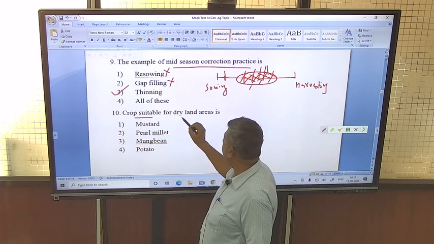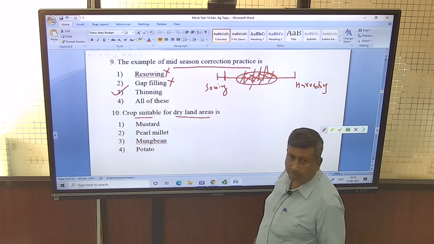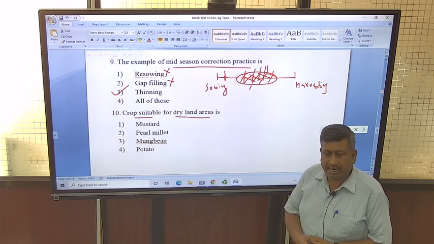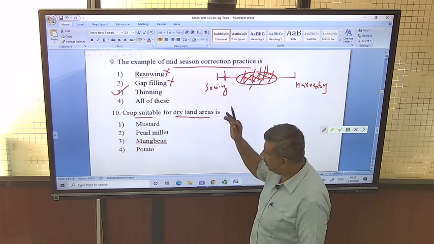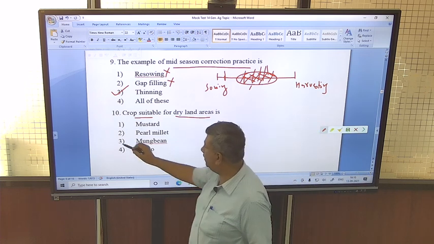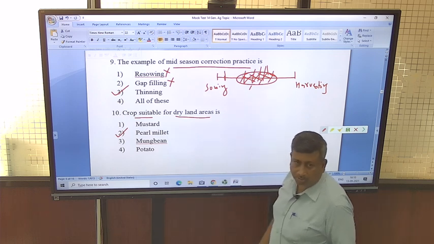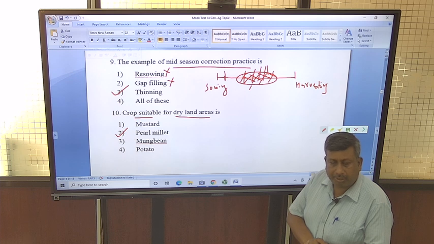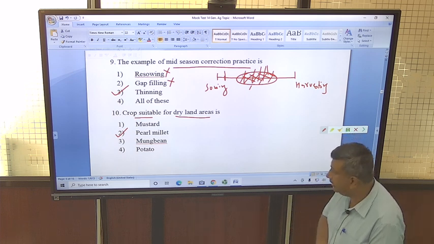These are done in rainfed areas to minimize the transpiration loss. Then, the crop suitable for dry land area: the crops which are drought resistant can be grown successfully in arid and semi-arid areas, and among all these crops, pearl millet is the suitable crop. Sorghum is also a suitable crop, but there is no option of sorghum. So, pearl millet and sorghum can be grown successfully in arid and semi-arid areas.